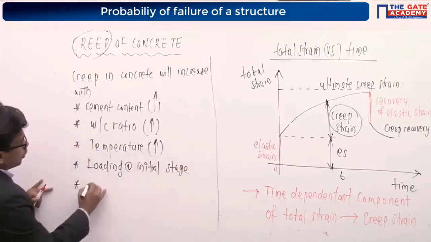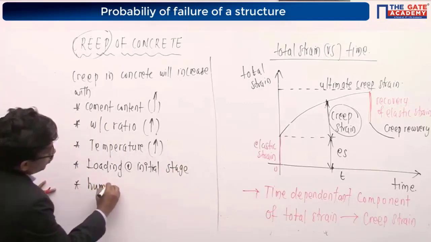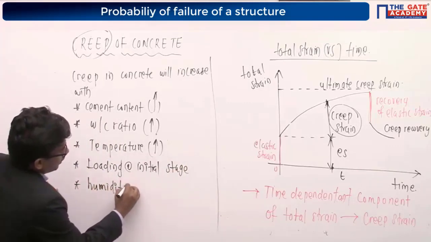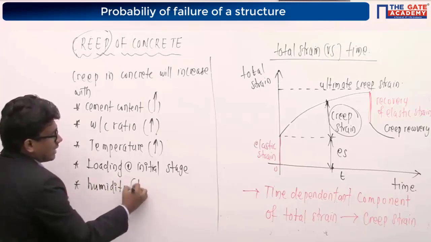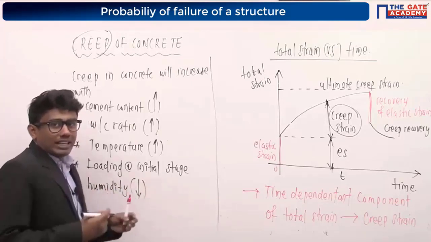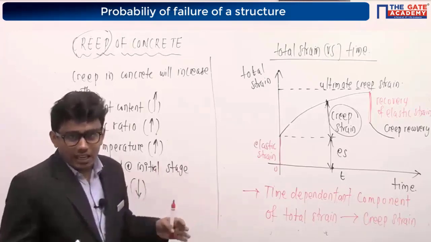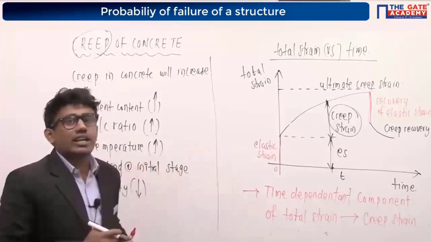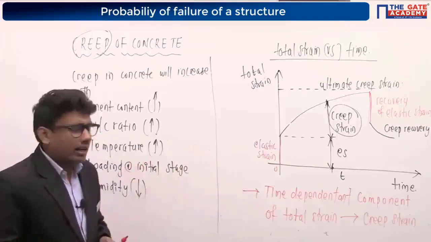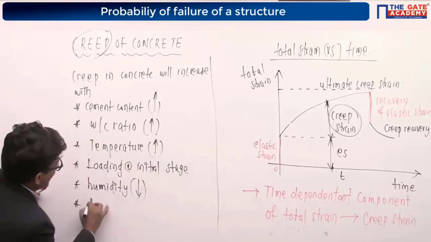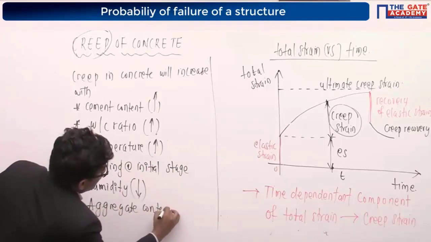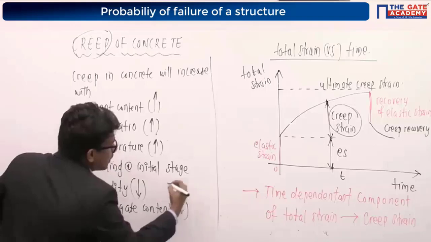And finally, humidity of the environment. If the humidity is less, then creep will be more. Humidity is less means the environment is dry. If the surrounding is dry, the creep will be more in concrete. One more thing is there, aggregate content. If the aggregate content is less, creep will be more.